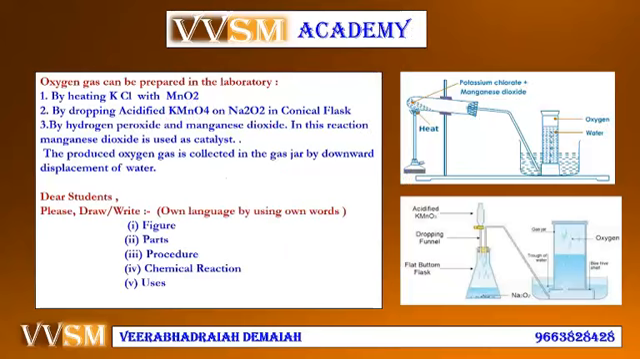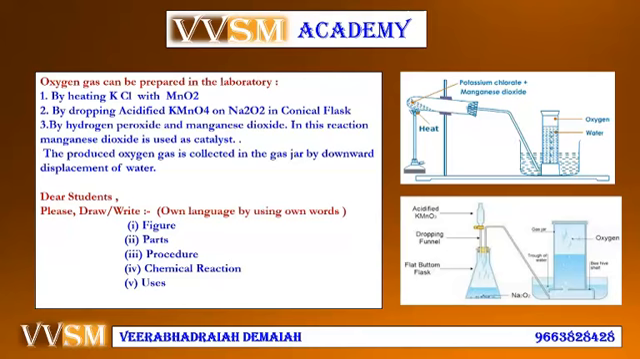Oxygen gas can be prepared in the laboratory by heating potassium chlorate with manganese dioxide. Manganese dioxide acts as a catalyst. You know, my dear students, catalyst. What is a catalyst? A catalyst is a substance which increases or decreases the rate of a chemical reaction during the chemical reaction. Here, in the preparation of oxygen in the laboratory, manganese dioxide acts as a catalyst. It helps in the chemical reaction to increase the formation of oxygen gas.